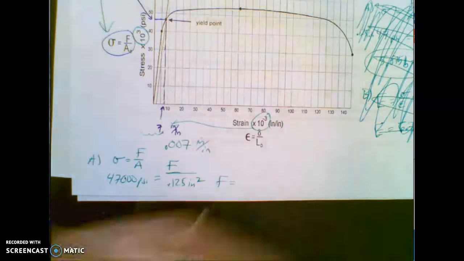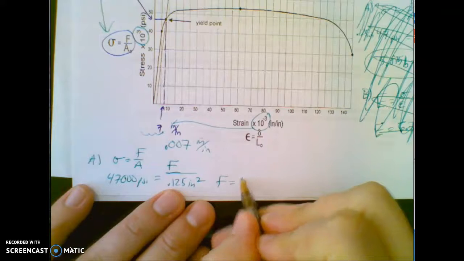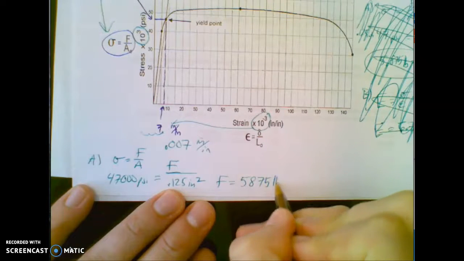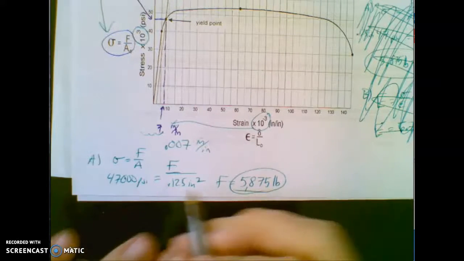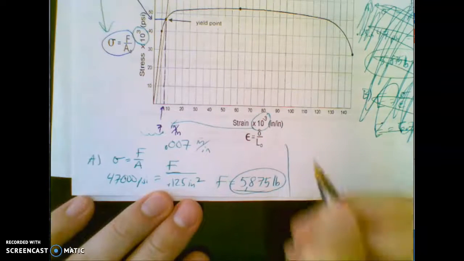So force is 47,000 times 0.125. So it's a force of 5,875 pounds. That's because the inches squared cancel with the inches squared for psi. Okay, so that was A.